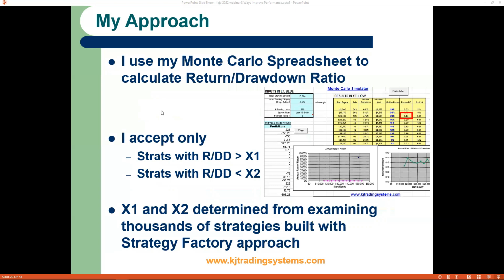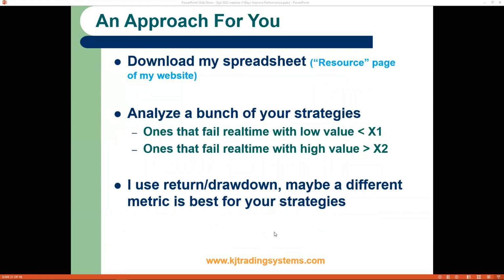So again, I use my Monte Carlo spreadsheet to calculate it. And here I call them X1 and X2, but this is like X and Y. I've determined values to use. I share this with my strategy factory students. I'm going to give you a way that you can do it for yourself. Obviously, people who take my class get those numbers and then they know. Okay. So if you want to do it yourself, hey, more power to you.